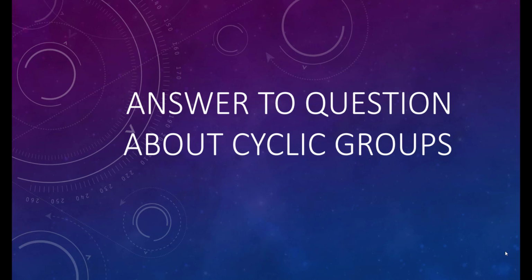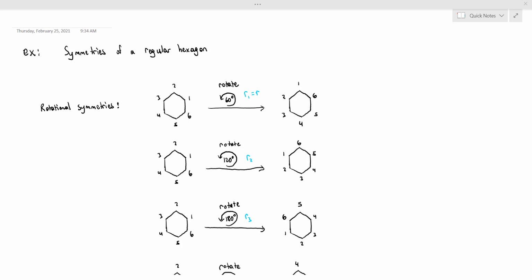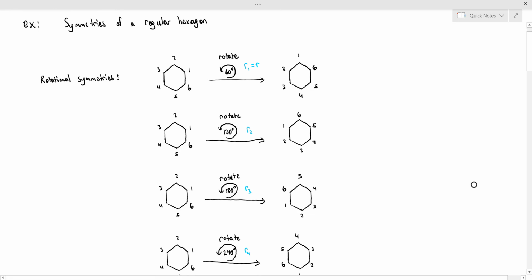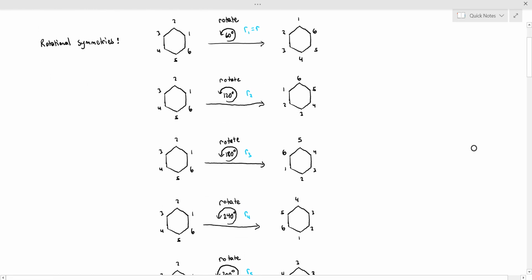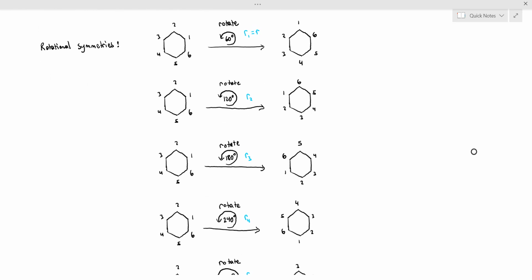So the answer is that groups arise in any situation where symmetry is involved. As an example, I want to look at the symmetries of a regular hexagon. So first, for a regular hexagon, we have some rotational symmetries. And here I've drawn some pictures to illustrate them.